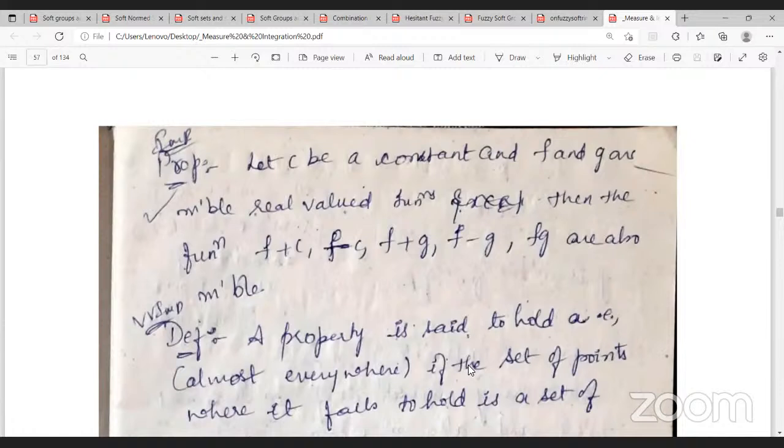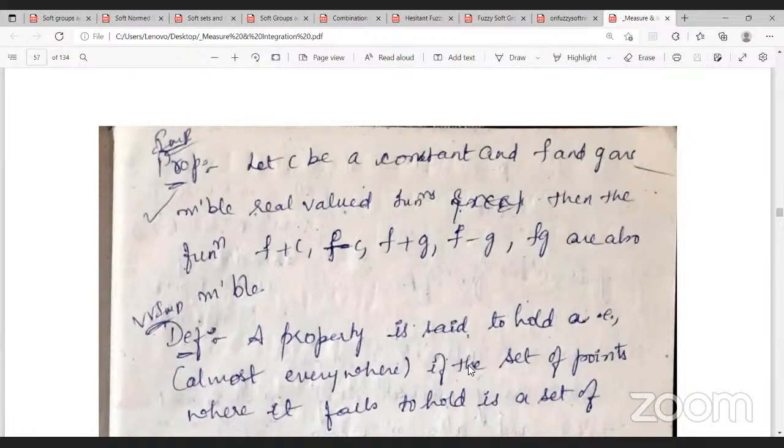Now, the first one. What is that? F plus C is measurable means, write down. By the definition of measurable function, write down. Third theorem, yes. Just write down.